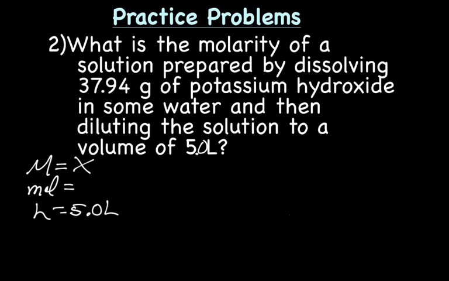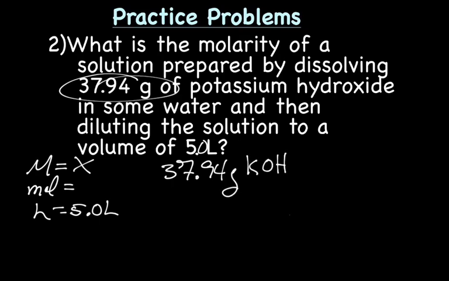All right, so what do we do about our moles here? Well, we're going to have to convert. They did give us grams, right? So we can convert from grams to moles. So we have 37.94 grams of potassium hydroxide. We want to know how many moles that is.